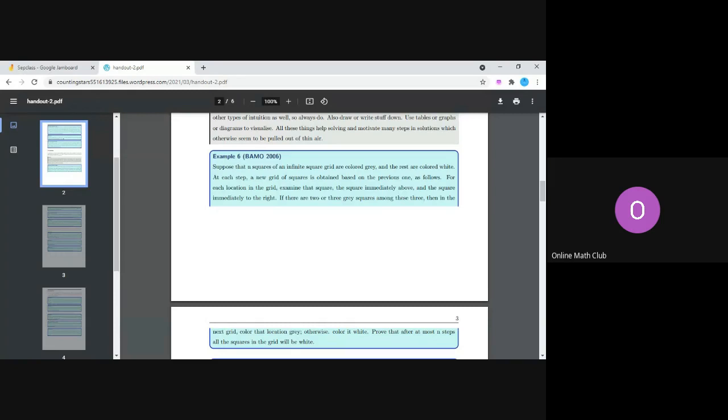I'll try to talk even louder. If the number of colored blocks reduces by one in each step, then we're done because in n steps it will reduce by n, and you'll be done in n steps. Just to be sure, my volume is better now.